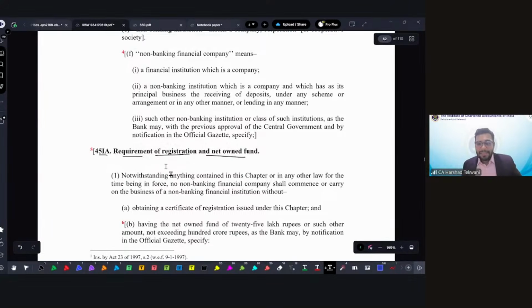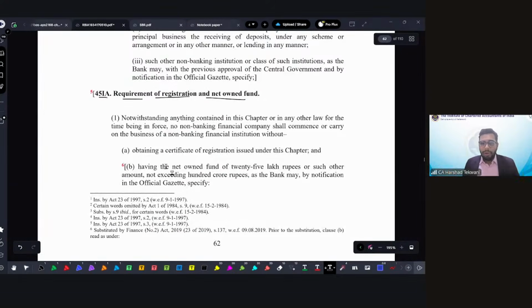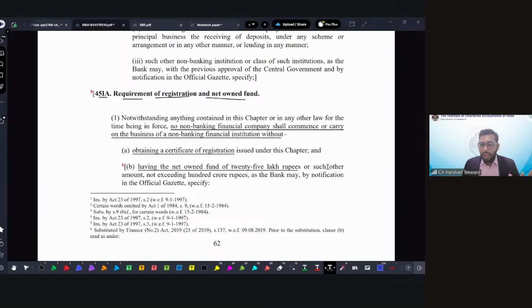Okay, now what it says is that, with respect to other laws and regulations, no non-banking financial company shall commence or carry on the business of an NBFC without obtaining a certificate of registration, which we call COR. Obtaining a certificate of registration, having net owned funds of 25 lakh rupees or such amount not exceeding 100 crores as may be notified by the bank. When I say bank here, it's the RBI in their official gazette. Okay. So one is they should have the certificate of registration.